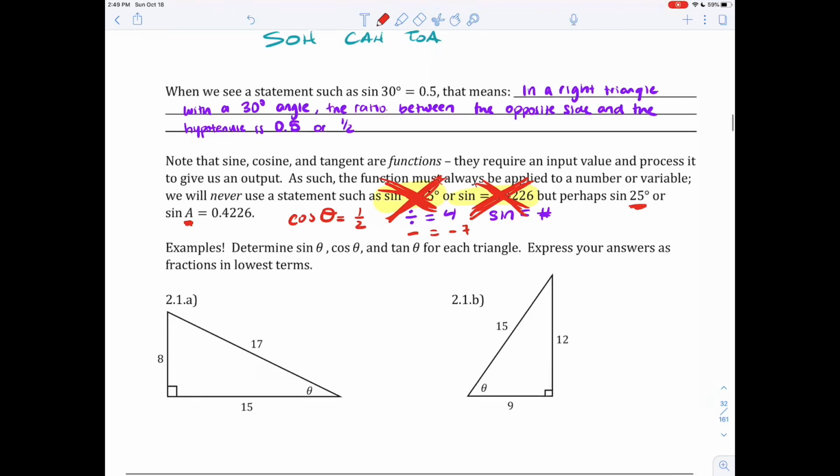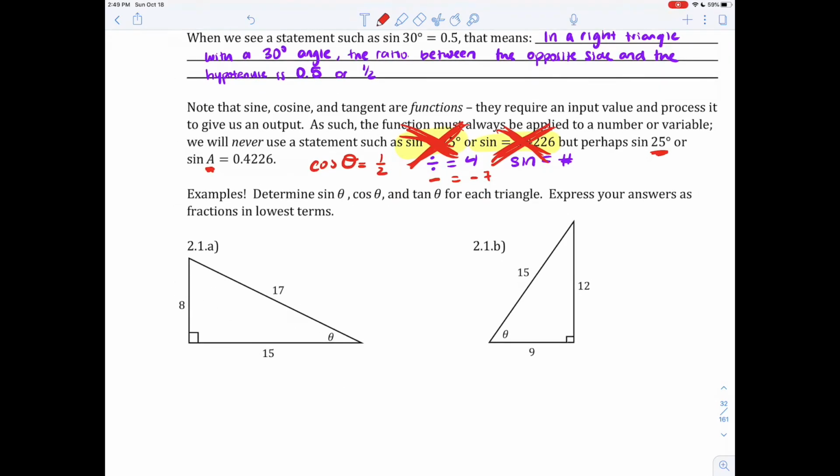All right. Now, what we're going to do in this next question, or this last set of questions, is determine what sine of theta, cosine of theta, and tan of theta are for each of the triangles. We are going to express our answers as fractions. We're not going to convert to decimals. But we're going to make sure that those fractions are fully simplified.